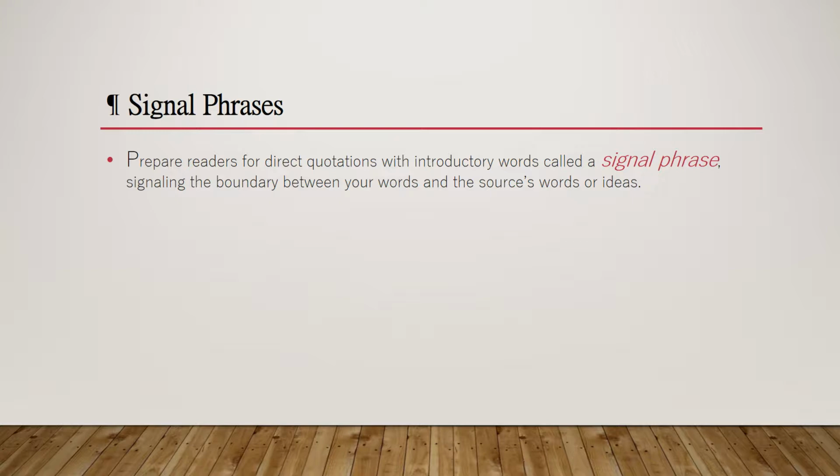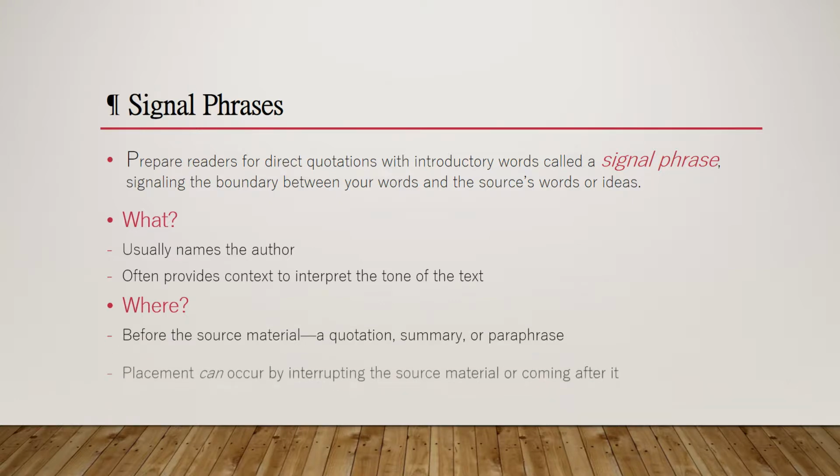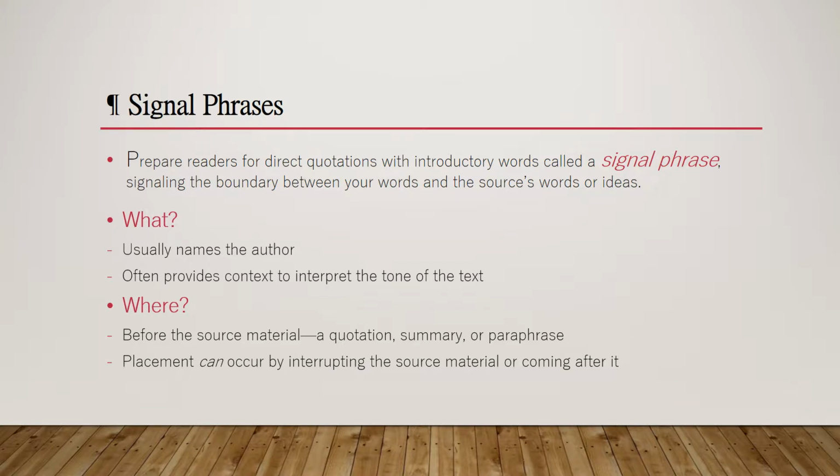When including a paraphrase, summary, or direct quotation, writers will prepare their audience for the source with introductory words called a signal phrase. A signal phrase usually names the author of the source and often provides some context. It commonly appears before the source material. To vary sentence structure, writers may decide to interrupt source material with a signal phrase or place the signal phrase after their paraphrase, summary, or direct quotation.